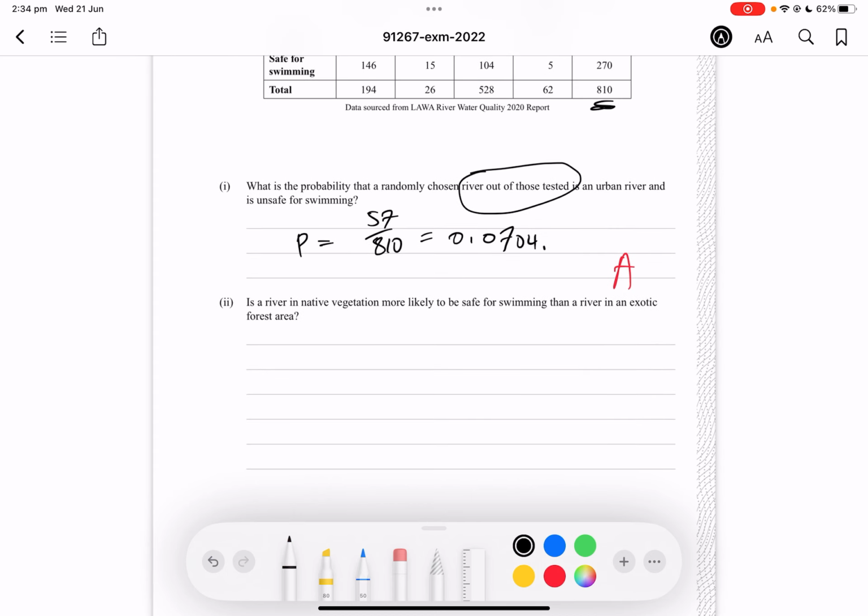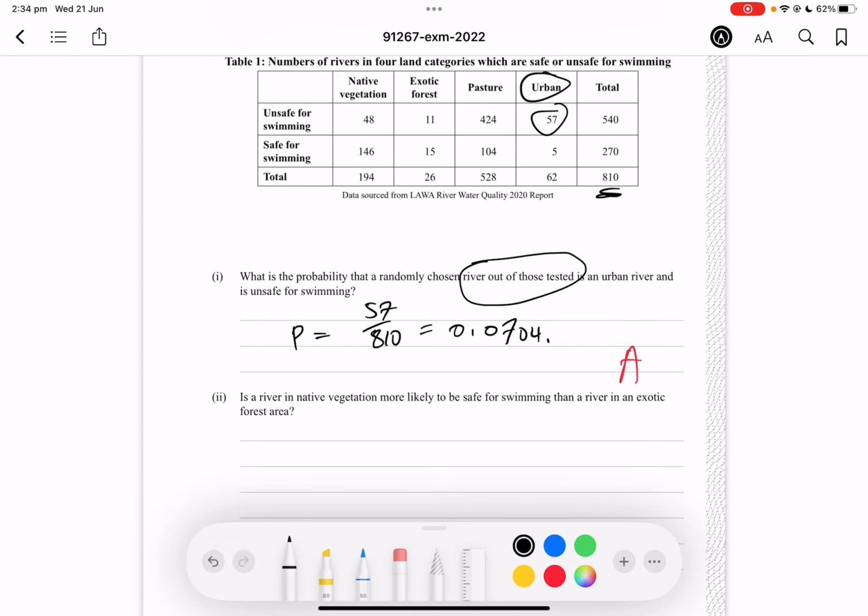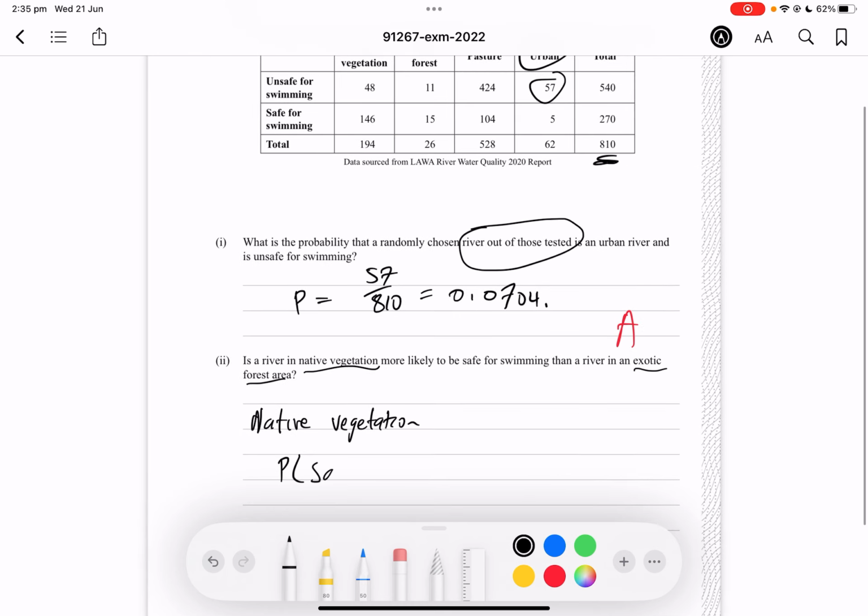Question II: is the river and the native vegetation more likely to be safe for swimming compared to that of an exotic forest area? So just going to compare the two probabilities. For the river and native vegetation, we're selecting from all native vegetations, and for the second one, we're selecting from all exotic forest areas. So for native vegetation, the probability that it is safe, given that we're selecting from native vegetation, is equal to 146 over the total, which is 194.